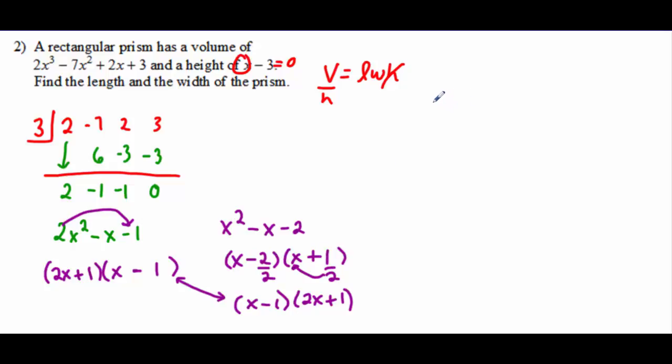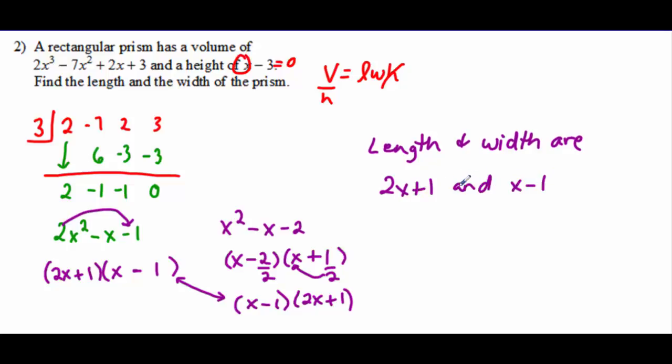What we know now, we can't necessarily tell which of these is the length and which of these is the width, but we can know that the length and the width in general are these two things, 2x plus 1 and x minus 1. We don't know which one is which for sure, although I would say 2x plus 1 would have to be the length and x minus 1 would have to be the width, since whatever you put in for x, this is going to be bigger than this, and length is normally bigger than width. But that's kind of a side note.